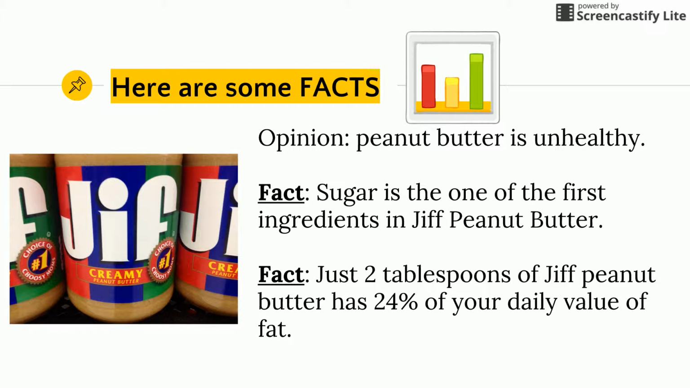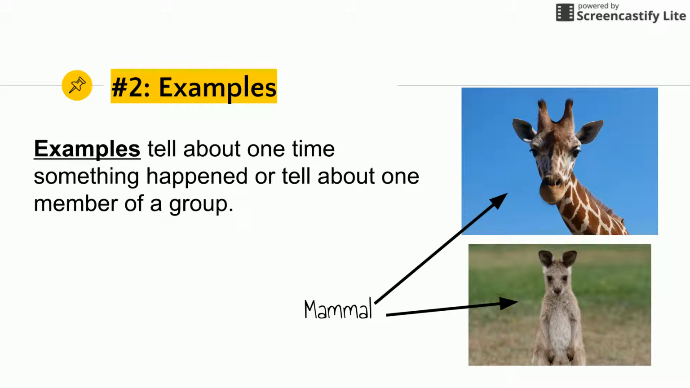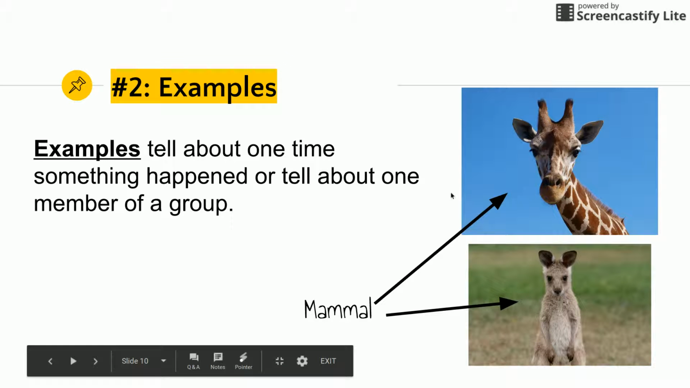Second kind of evidence is example. Examples tell about one time something happened, or they might tell about one member of a group or one thing in a category. So you could take the category of mammal, and an example of a mammal is a giraffe. Another example of a mammal is a kangaroo.